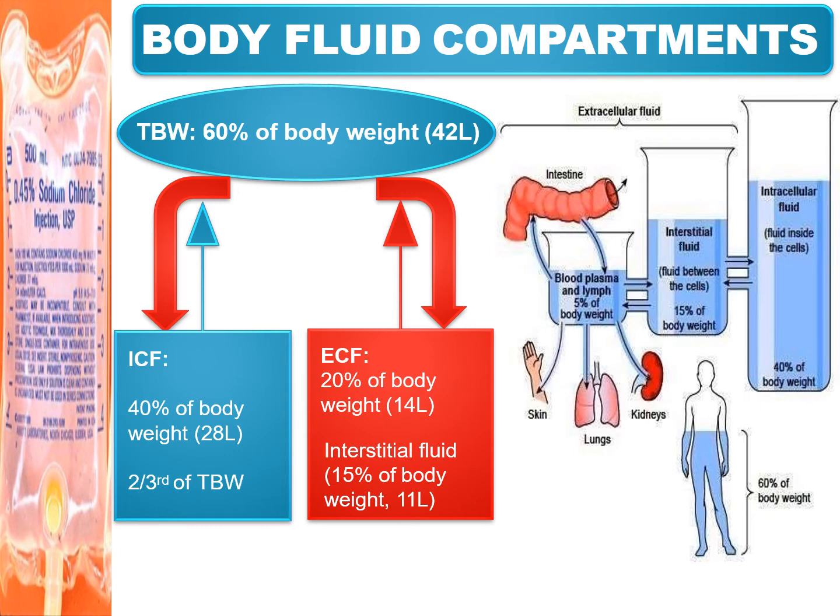This extracellular fluid is 20% of body weight, that is 14 liters. So note this point: 40% of body weight is intracellular fluid and 20% of body weight is extracellular fluid. So 40 plus 20 is equal to 60% of the total body weight. Another fact: intracellular fluid is 28 liters and 14 liters is extracellular fluid. 28 plus 14 is equal to 42 liters.